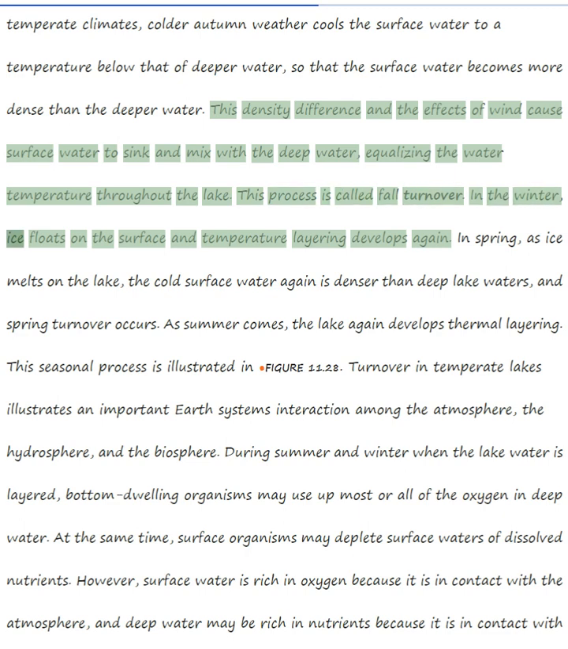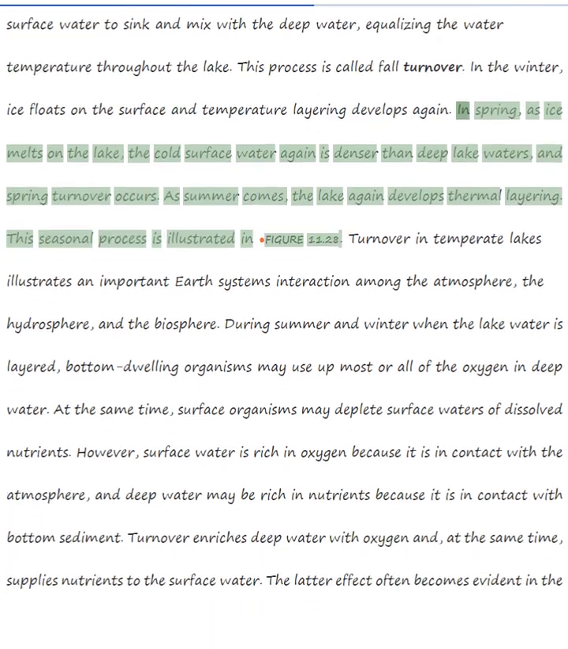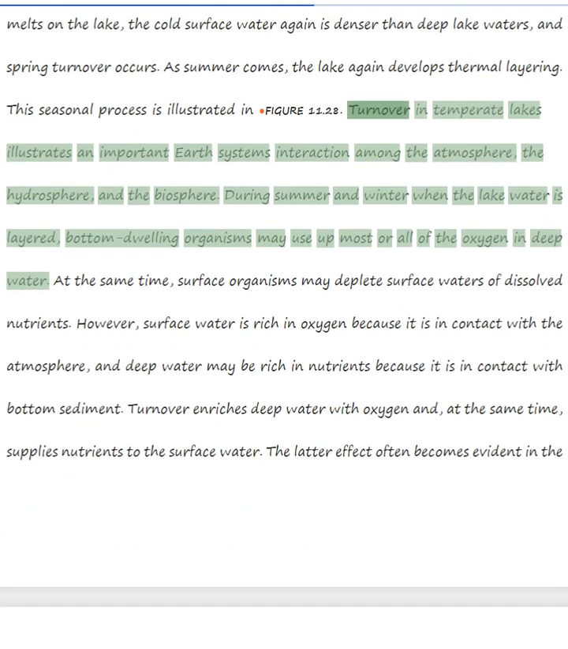In the winter, ice floats on the surface and temperature layering develops again. In spring, as ice melts on the lake, the cold surface water again is denser than deep lake waters, and spring turnover occurs. As summer comes, the lake again develops thermal layering. This seasonal process is illustrated in Figure 11.28. Turnover in temperate lakes illustrates an important Earth system's interaction among the atmosphere, the hydrosphere, and the biosphere.